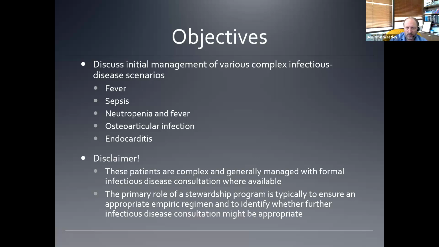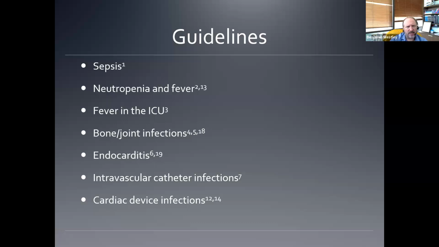The main purpose of the stewardship program is to identify these patients. Sometimes they don't have consultations and need them, and we can help with that. We also want to make sure at least the empiric regimens are appropriate for what's going on, and maybe nudge the doctors if they need help. There are a lot of different guidelines for these indications. I've tried to update them in the reference slide here.